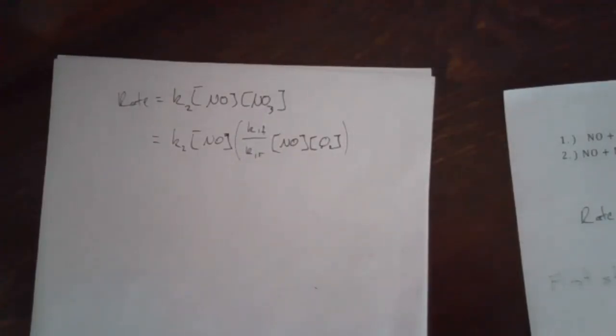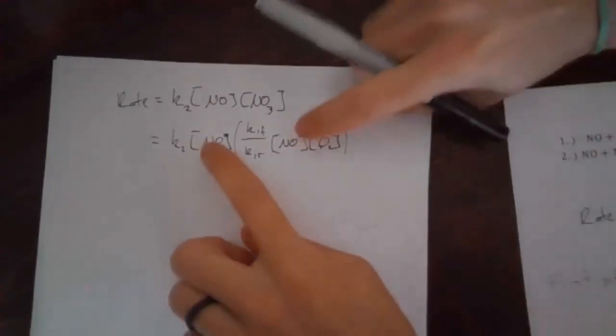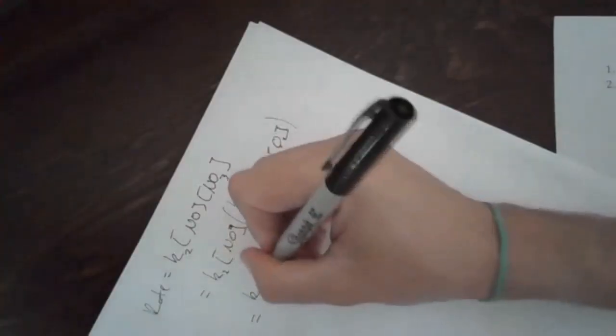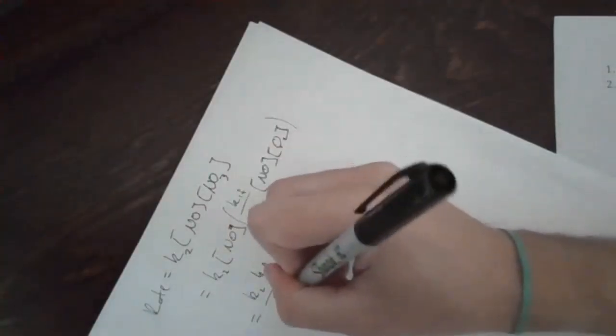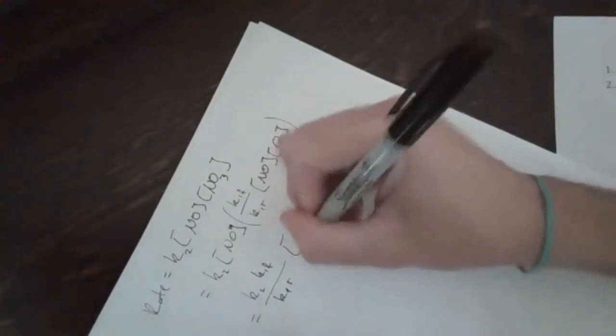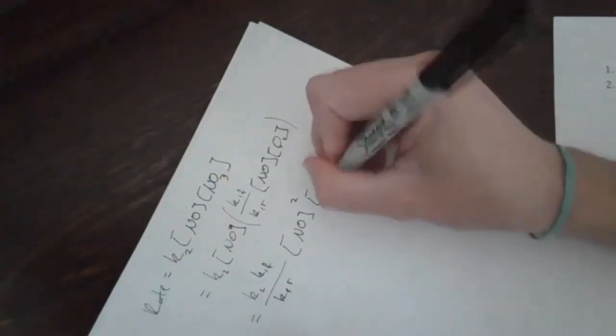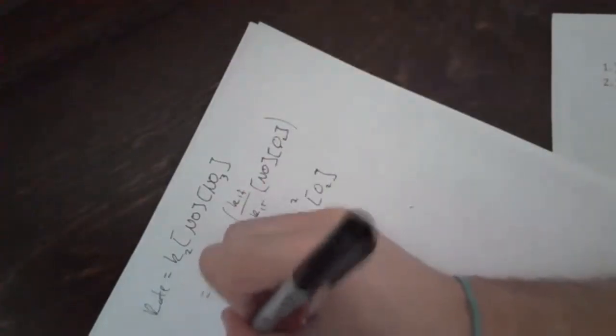So what we can do now is we can take this and basically we can rearrange these things. One of the things we can see, I have NO concentration showing up twice. I can group all the K's together: K2, K1F divided by K1R, concentration NO squared, concentration O2. And that is my overall rate law.